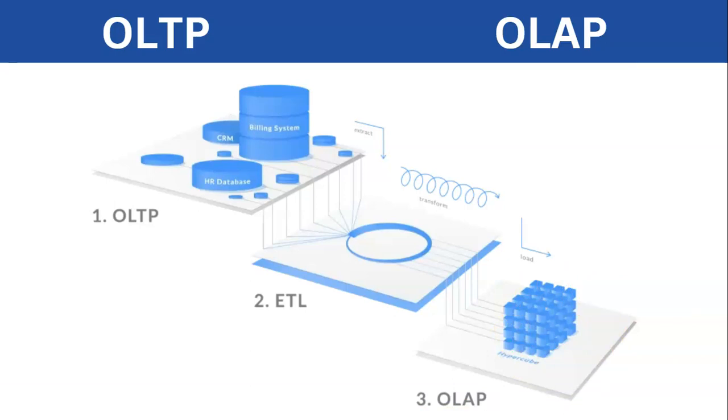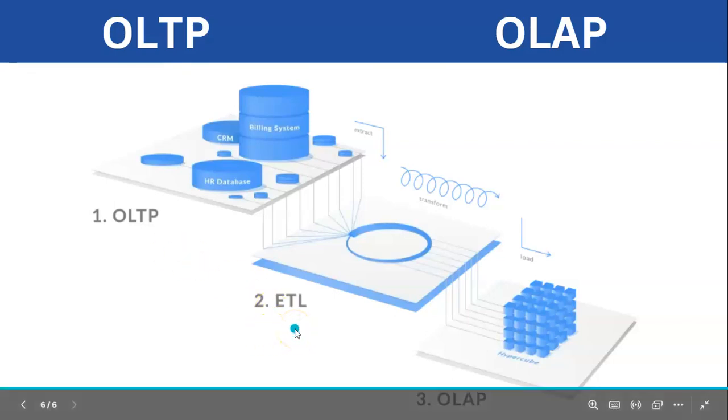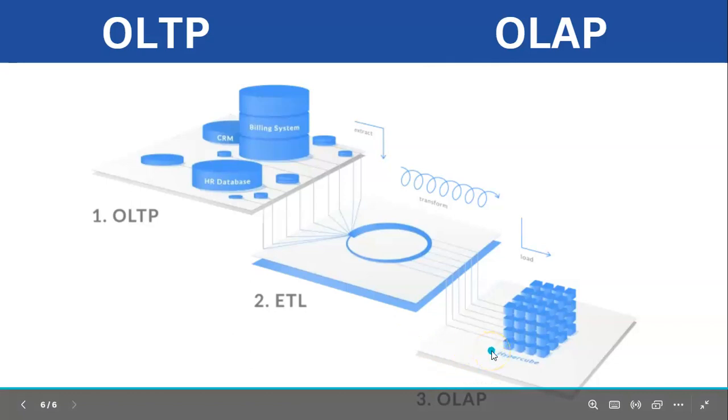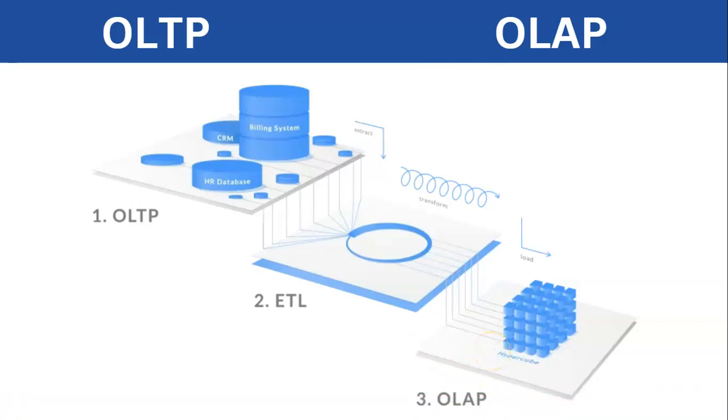Let me summarize. OLTP is used to store the data in a more accurate and uniform way, while ETL is a process to transform and process the data. Then OLAP is the analytical processing, where we can get more and more business insights from the data. So this is the important process that you must be aware of in terms of data.